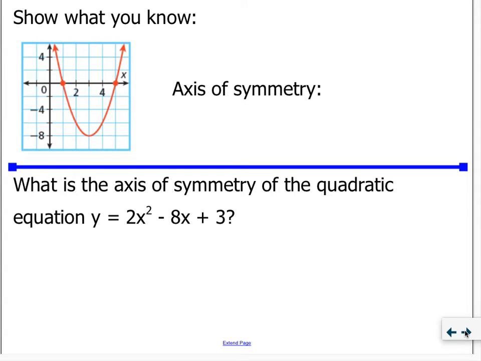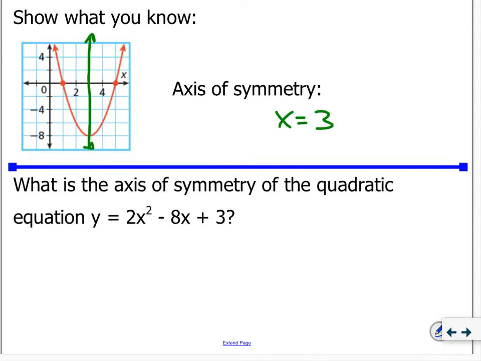So show me what you know. What is the equation of the axis of symmetry for the graph that is pictured on your left? You draw that line down the middle. It looks like it intercepts the x-axis at 3. So the axis of symmetry is x equals 3.